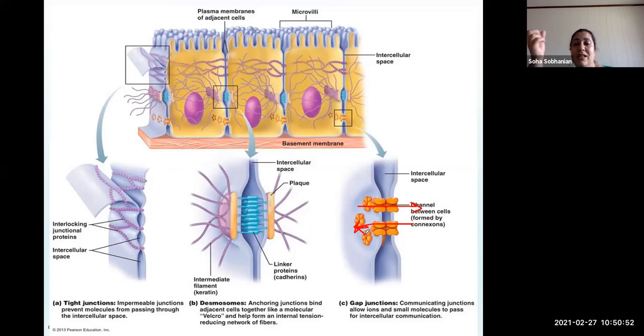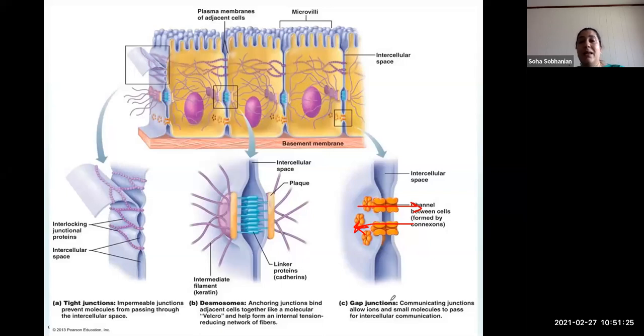Desmosomes, the main function is to basically reduce tension on a specific point. And gap junction, the main purpose would be communication. And then for the examples of this, best example for tight junction would be your stomach. And then your heart would be both for the desmosomes and the gap junction. Correct. Your heart has both of the junctions, correct.